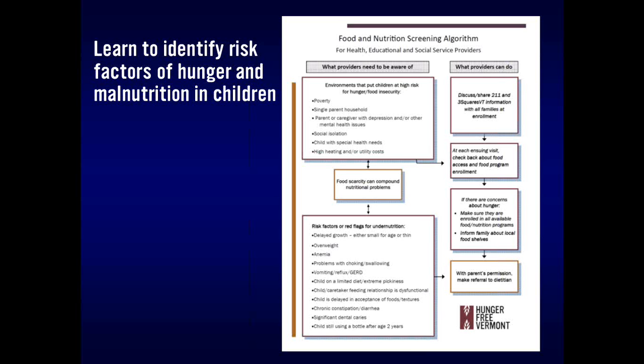And then on the right are the things that we want providers to do. In the top box, we want, no matter what, to share information with every family you work with, give them 2-1-1 as a resource and information on 3SquaresVT. And then, if there are these risk factors, check back and see if they're getting these benefits. On the back of the algorithm, I give people some language on how to talk about food insecurity. Rather than asking if you don't have enough money to feed your kids, ask if they would like information about food resources, and ways to work it into the conversation.